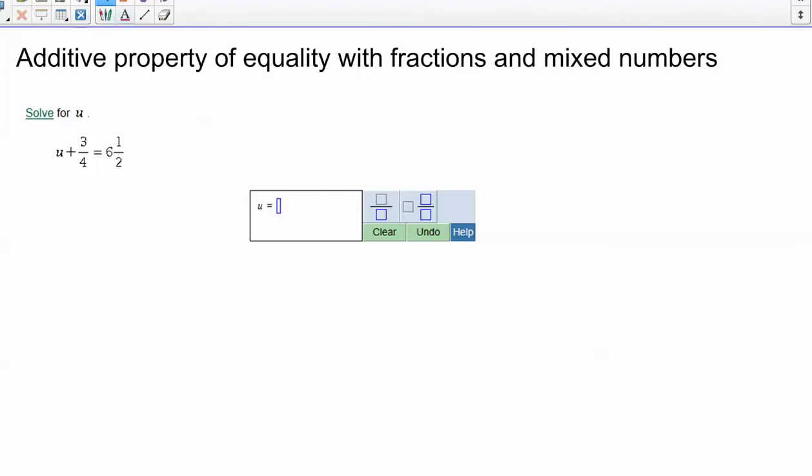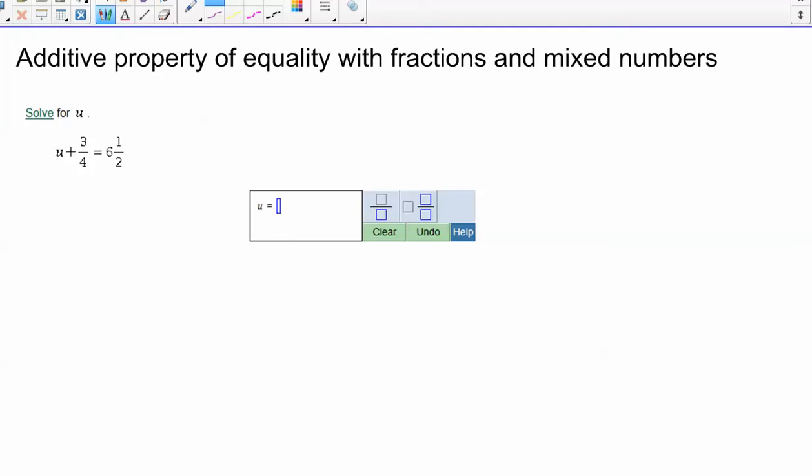This particular video is covering the additive property of equality with fractions and mixed numbers. This is a mathematical explanation of basically a one-step algebraic equation involving fractions and/or mixed numbers. Okay, so we're going to go through a couple of examples here and hopefully this will help.